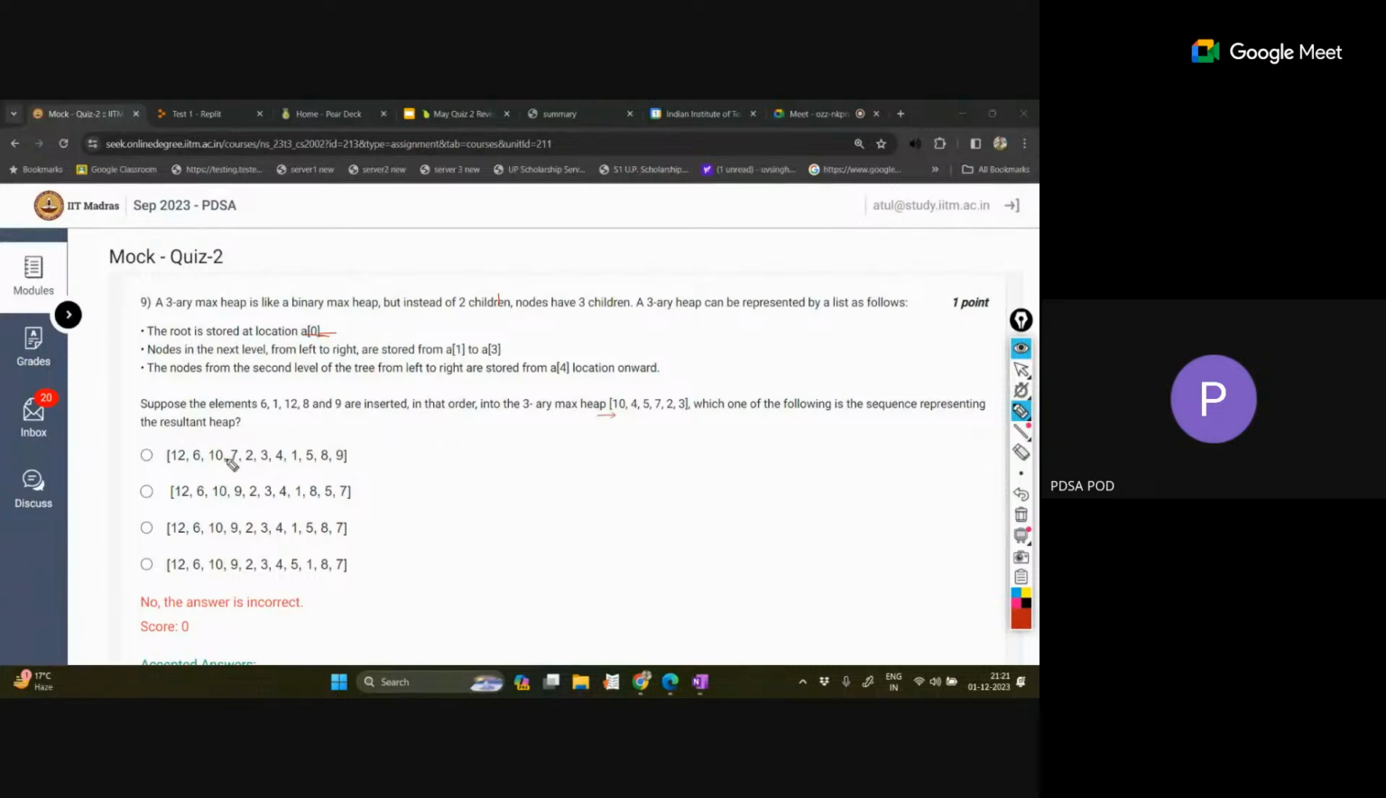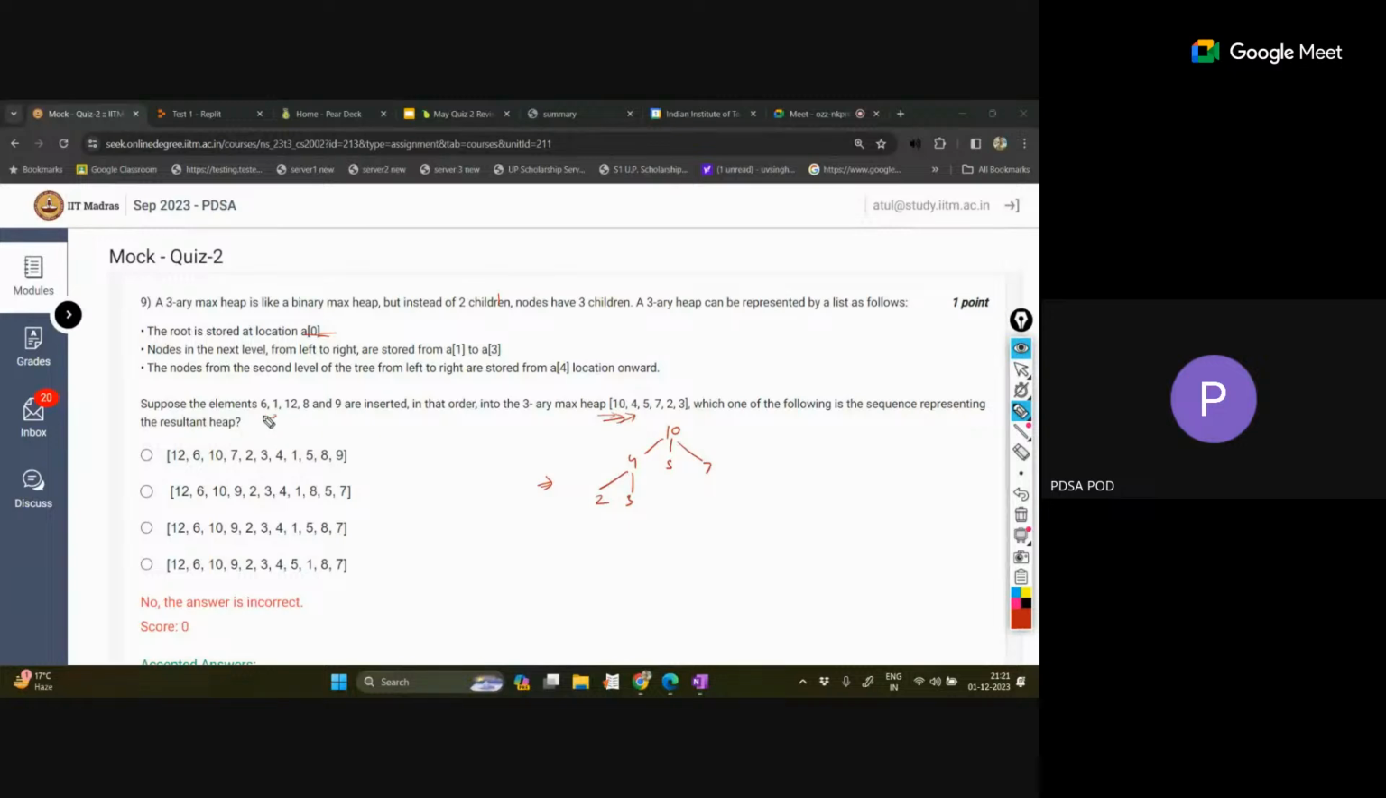What is given? Suppose the elements 6, 1. This structure is already given, and we are adding this sequence one by one into the current max heap. If we create this 3-children max heap, what type of max heap will we get? 10 will become the root. After that, 4 will become one child, then 5, then 7. The next are 2 and 3. So we currently have this max heap with a 3-child structure.